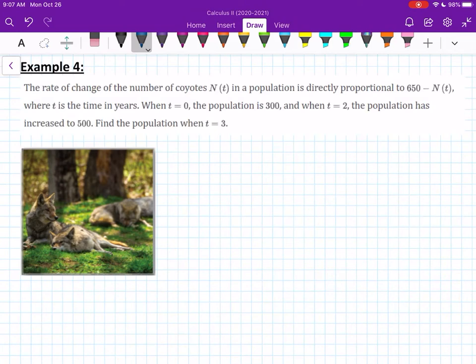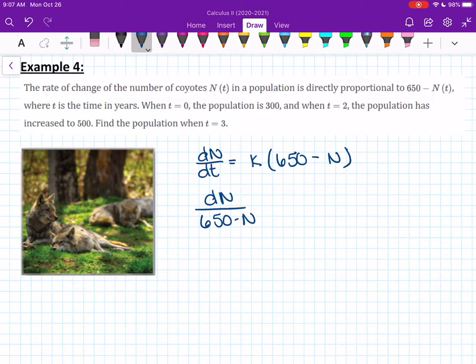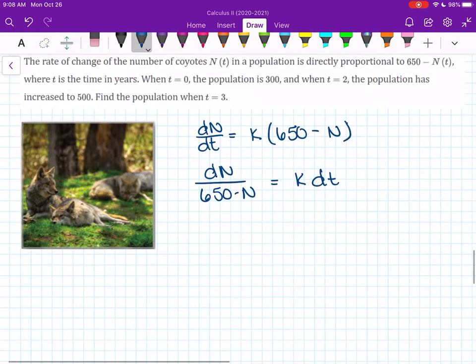Okay, so if we know it's directly proportional to 650 minus n of t, that means that dn dt is going to equal some constant times 650 minus n. So I'm going to go ahead and separate my variables here. So I get dn divided by 650 minus n equals k dt.